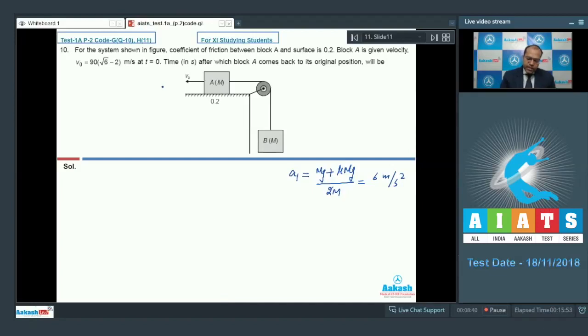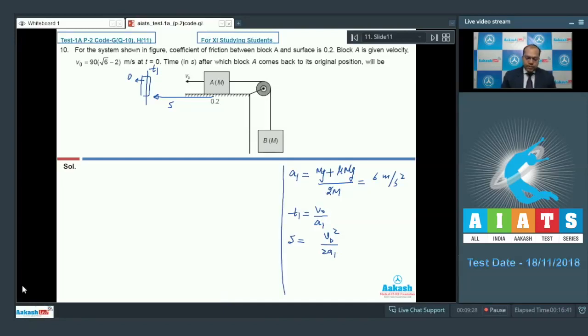So V0 is given in this direction. Suppose the maximum distance it moves in this direction is s, and from here to here it is time t1, and the velocity becomes 0. So we can calculate this time t1 as V0 divided by acceleration a1. From here to here, the distance covered s is equal to V0 square upon 2a1.